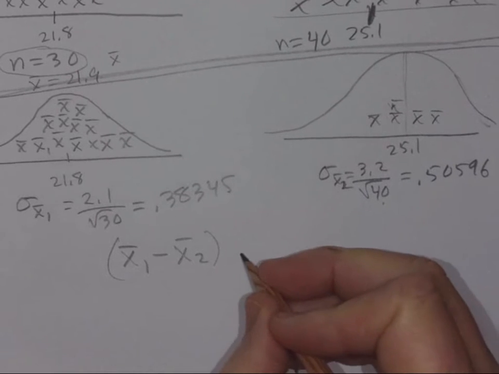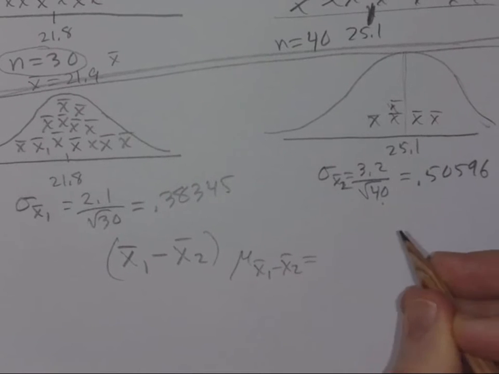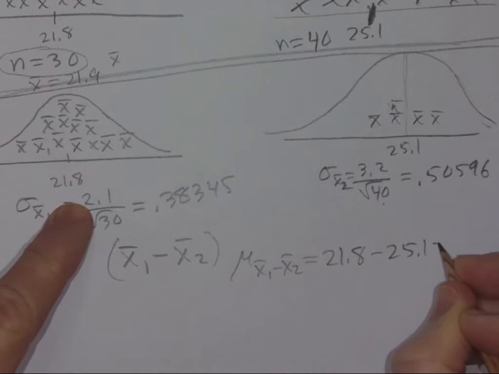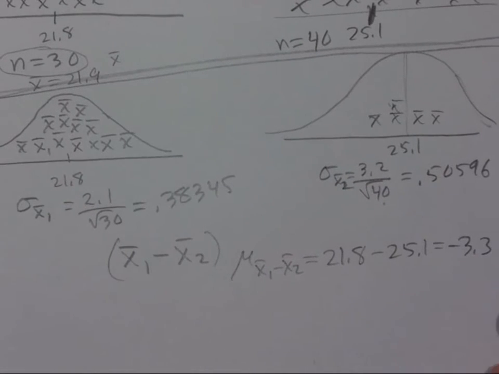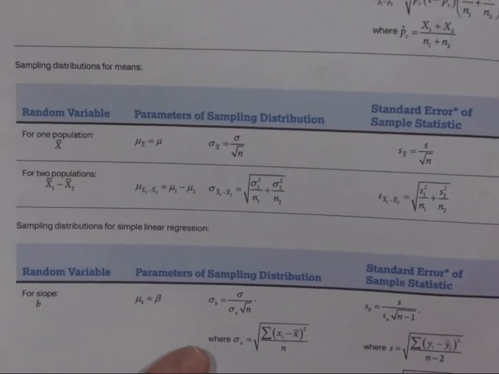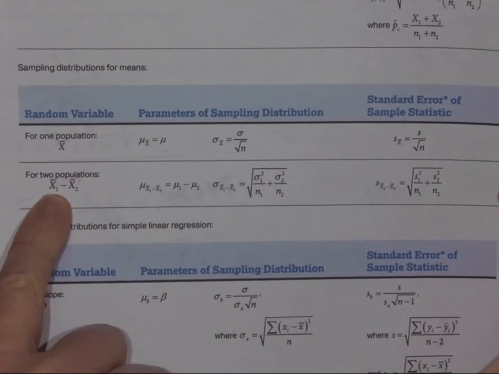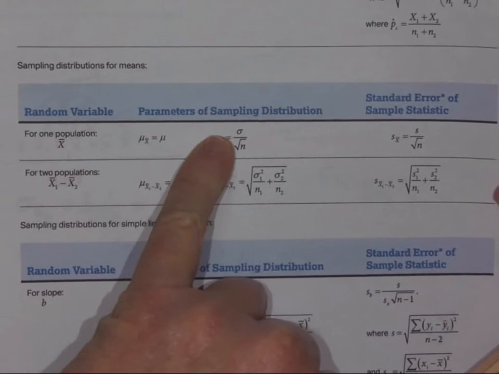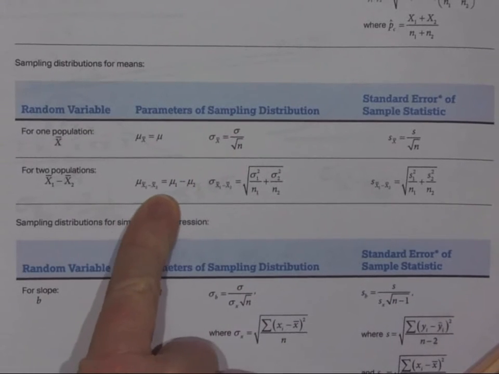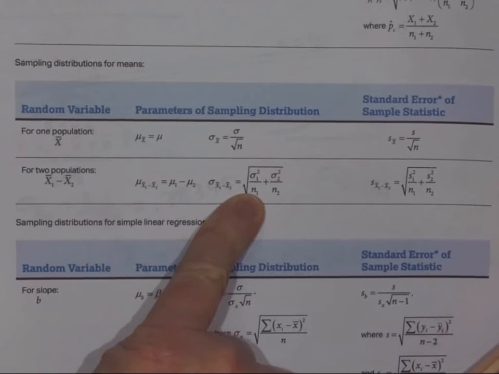Well, the mean of this difference, x bar sub 1 minus x bar sub 2, you just subtract the means. It's going to be 21.8 minus 25.1, and that is equal to negative 3.3. And that is on your formula sheet, by the way. So here are the relevant formulas for a sampling distribution in regards to a mean. You notice when you've got two samples, for the mean of the difference you just subtract the means, and there are the formulas for standard deviation.